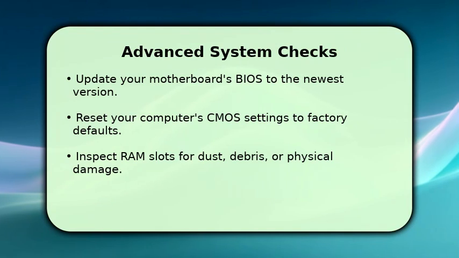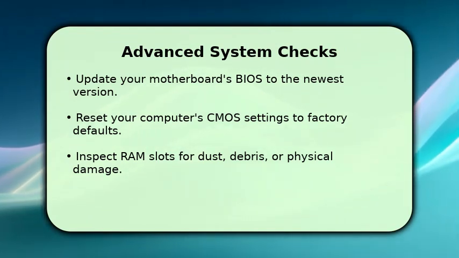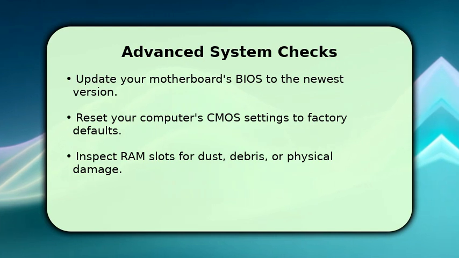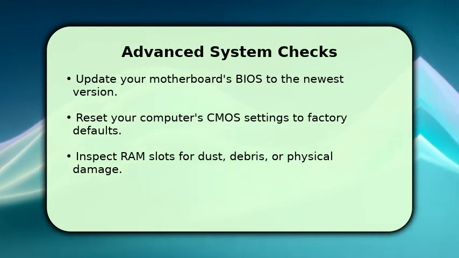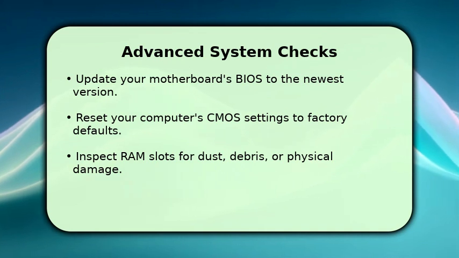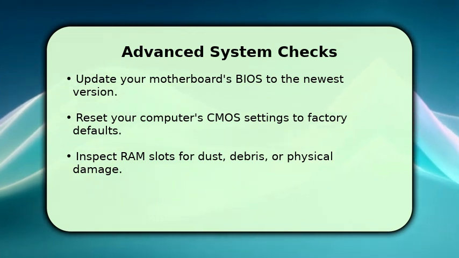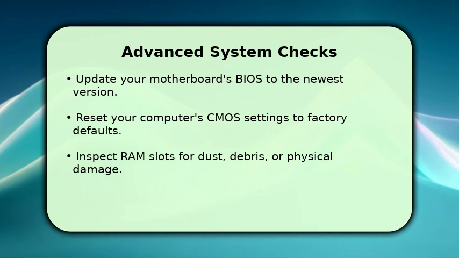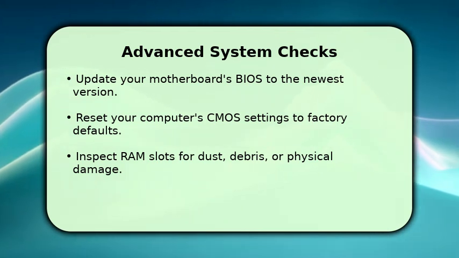If the problem persists, let's move to some advanced system checks. Updating your motherboard's BIOS to the latest version can often improve RAM compatibility and stability. You might also try resetting your computer's CMOS settings, which reverts all BIOS settings to their factory defaults.